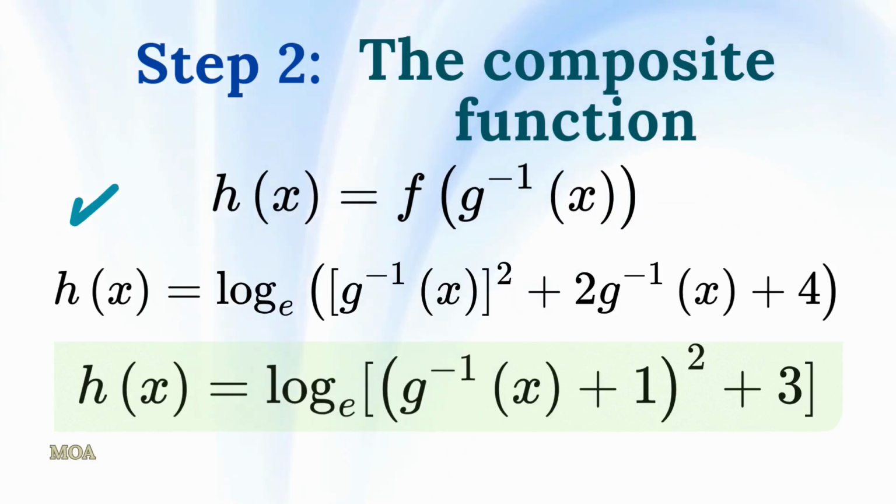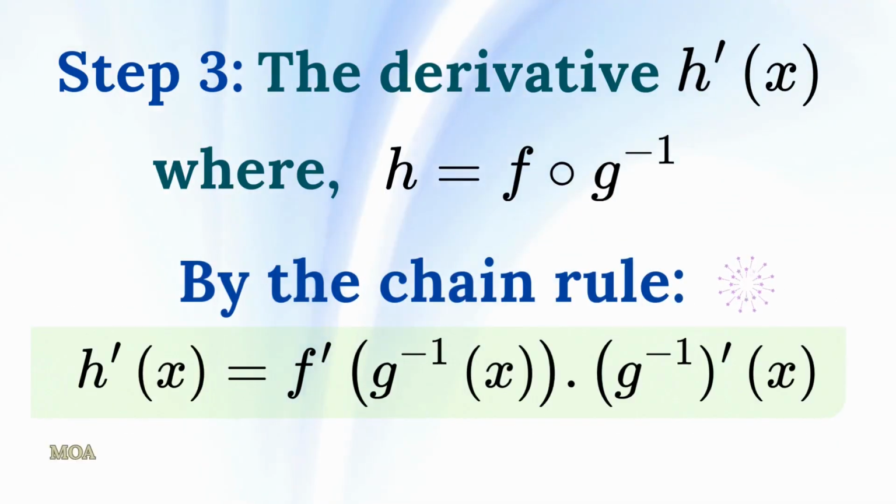Notice that this quadratic can be rewritten by completing the square. It becomes the quantity g inverse of x plus 1, all squared, plus 3. So h of x equals log base e of the quantity, g inverse of x plus 1, squared plus 3. However, our main objective is to find the derivative of h.